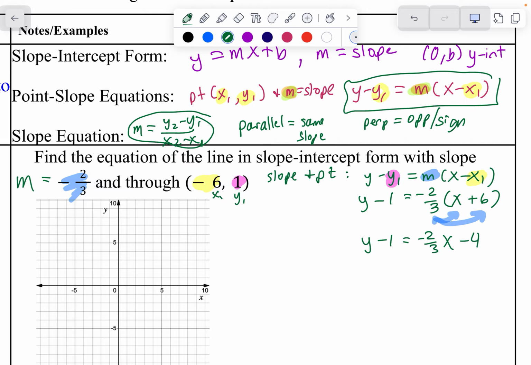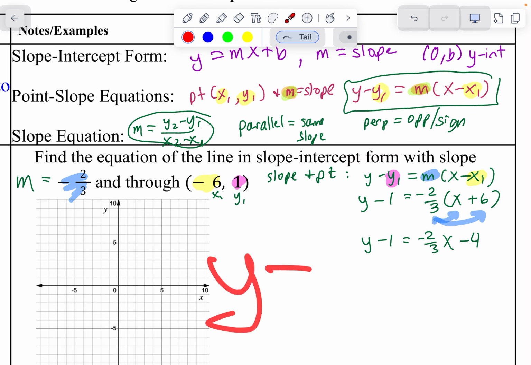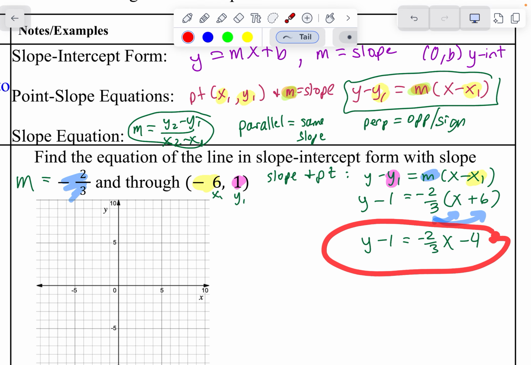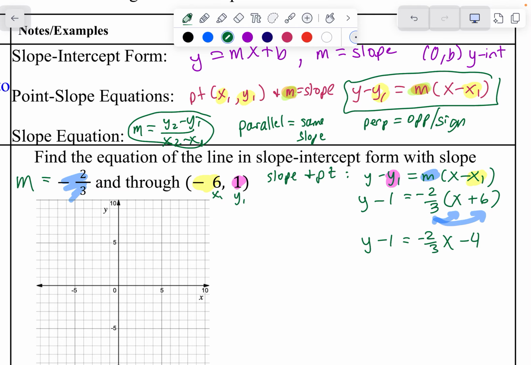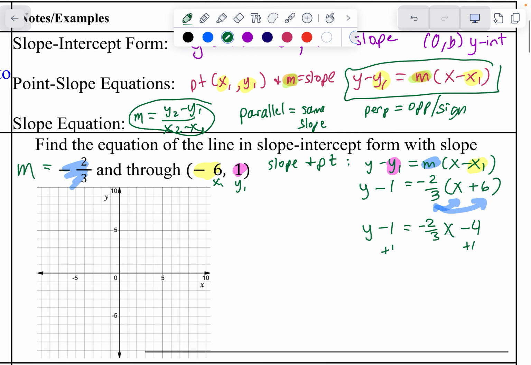Now, see how they wanted it in slope-intercept form. That means you want y equals mx plus b. What's the only thing at this point that's kind of holding us up from being in the correct form? Yeah, that minus 1, right? It needs to move. So we're going to add 1 to both sides. And then we got it. Y equals negative 2/3 x minus 3.